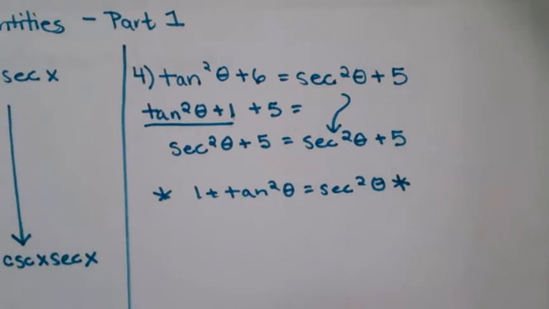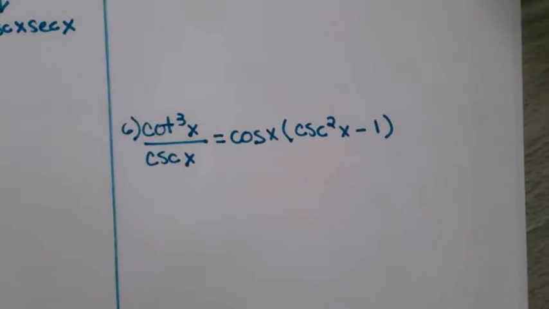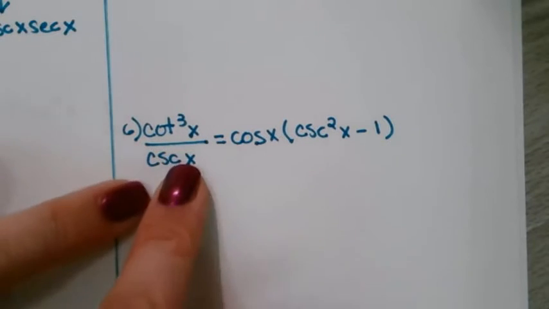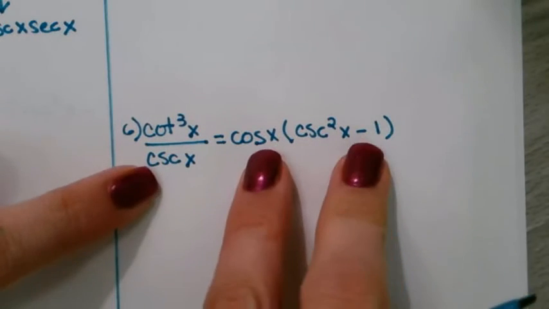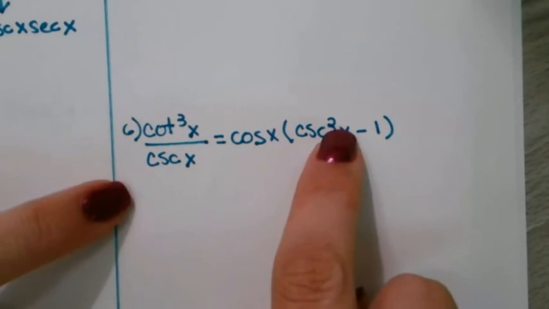Alright, now let's look at number 6. Okay, again, I'm thinking to myself, I wonder what they have in common. Well, this is one expression. This is two expressions. This one has a degree of 3. This one has a degree of 2.